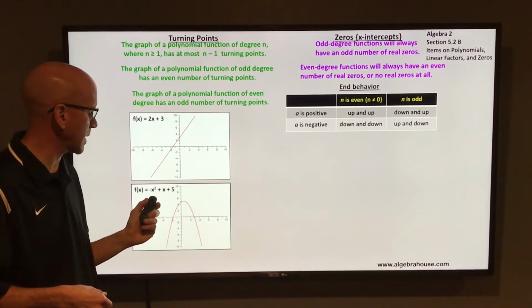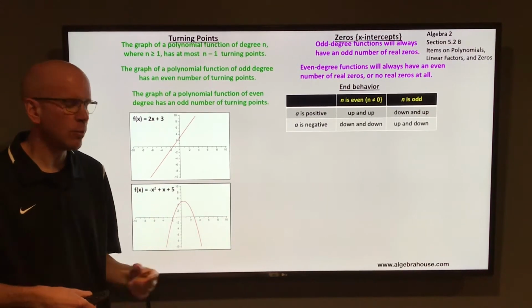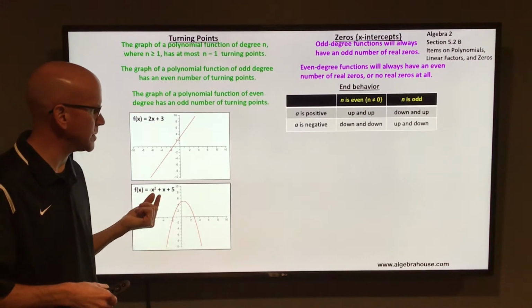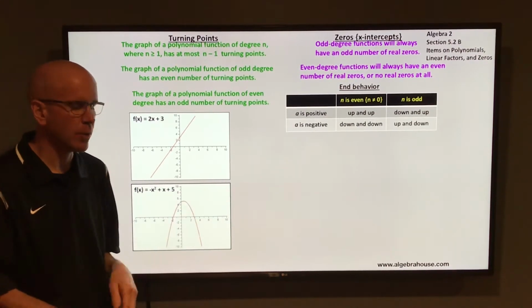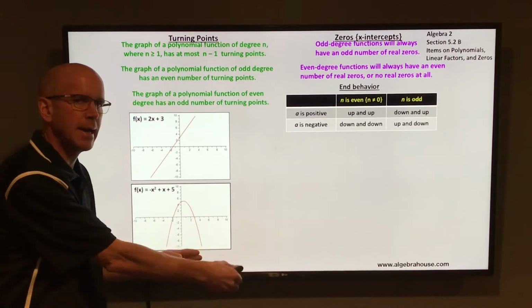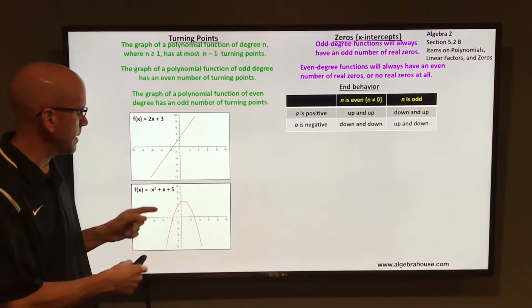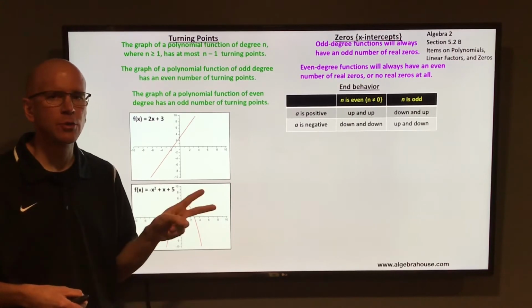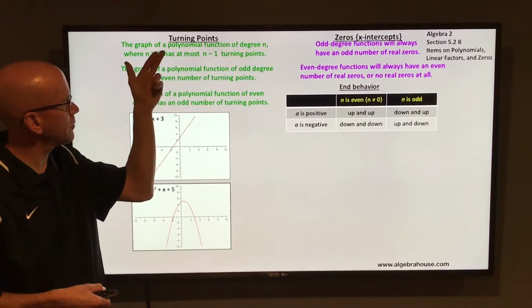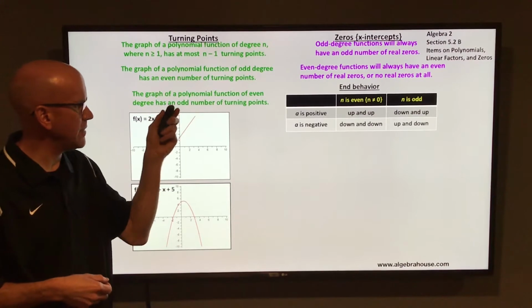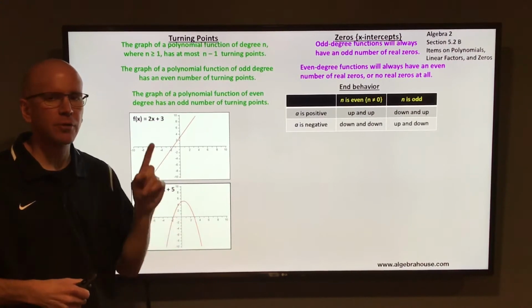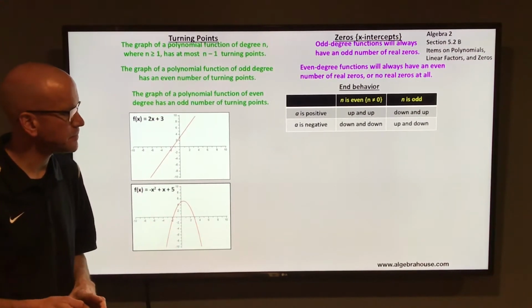For f of x equals negative x squared plus x plus 5, the leading coefficient is negative, the degree is even. As far as the end behavior goes, it's down on the left side and down on the right side. As far as the x-intercepts, or the zeros, that is an even degree function and has two x-intercepts. And as far as the turning point goes, that is an even degree function. It has an odd number of turning points. It has one turning point.